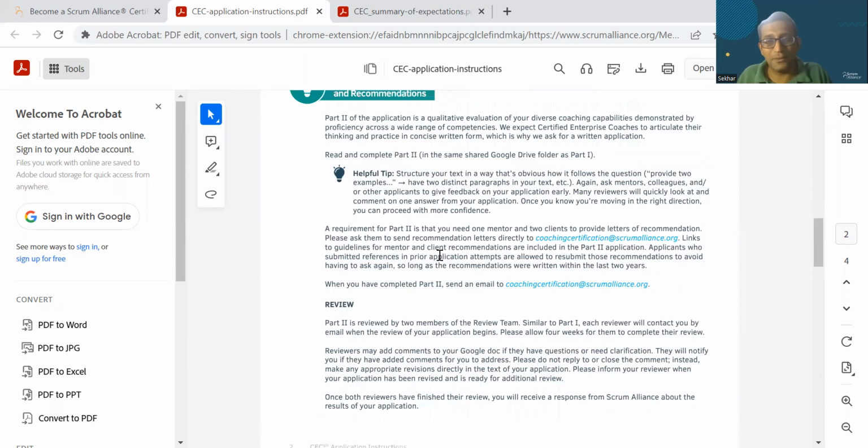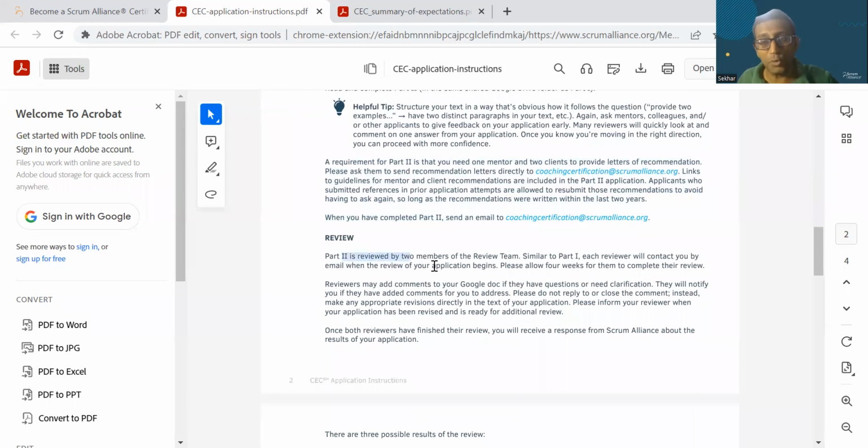Once you are done with it, you now have to submit your mentor recommendations as well as client recommendation letters directly to Scrum Alliance. And once you are done with part 2, send an email again. And now there will be 2 reviewers on the review team.